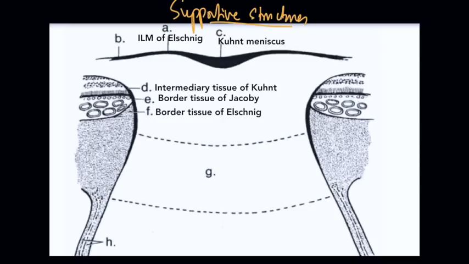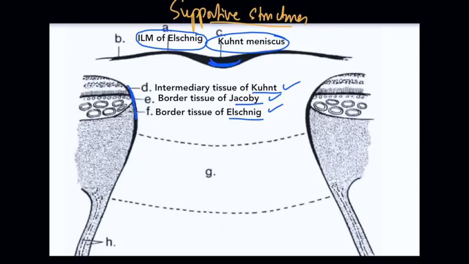Now, a lot of them are named ones, and here we can see some of them. Here we can see the internal limiting membrane of Elschnig, which is a continuation of the internal limiting membrane. And the central part occupying the optic cup is the meniscus of Kuhnt. And we have 3 important glial tissues which are going to border at the sides, namely the intermediate tissue of Kuhnt, border tissue of Jacoby, and border tissue of Elschnig.